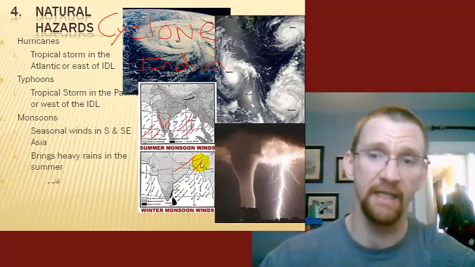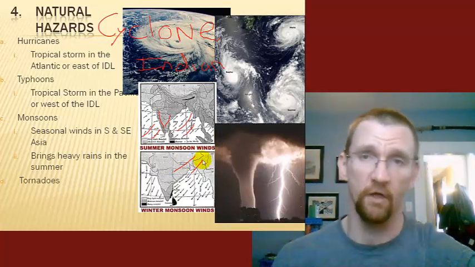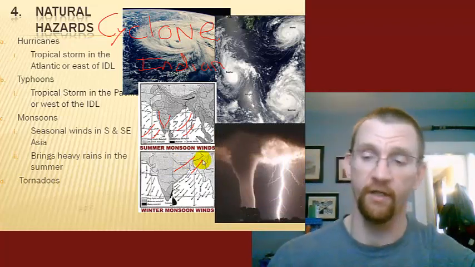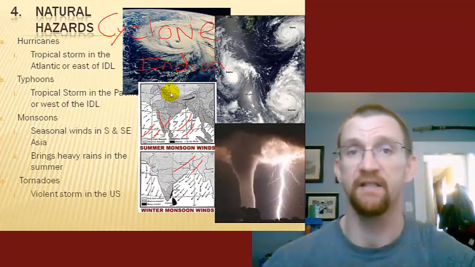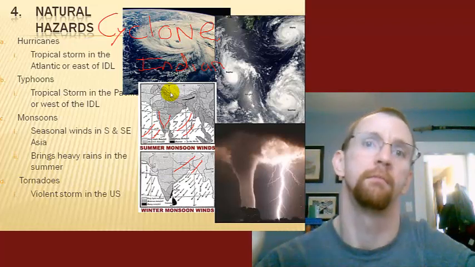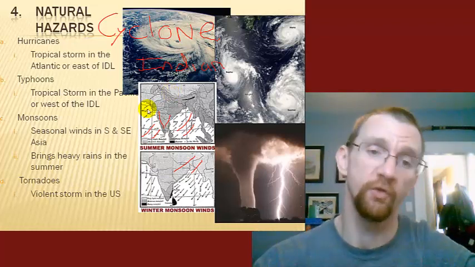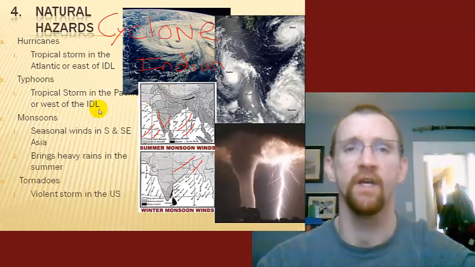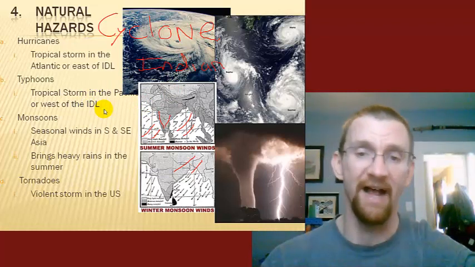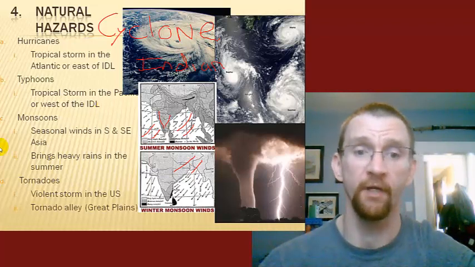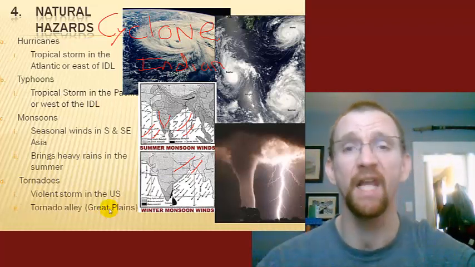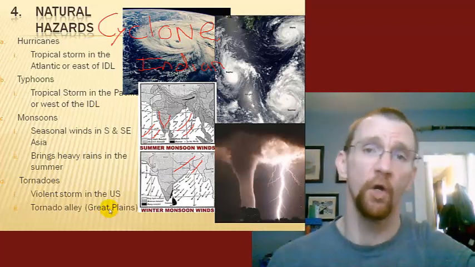Lastly but not leastly, tornadoes. Tornadoes are a natural hazard that occur in the United States in the area called Tornado Alley, which is the central United States, Kansas, Missouri, central part of the U.S., and also a lot in the southeastern U.S. They're violent thunderstorms that occur in the U.S. Tornado Alley is also known as the Great Plains. I hope this was helpful to you guys.